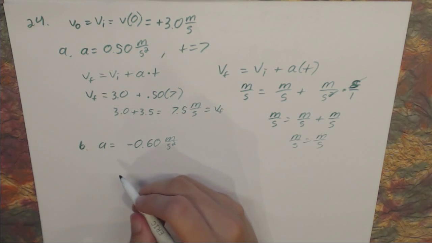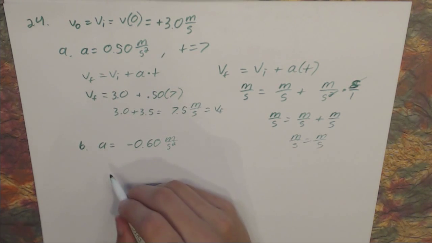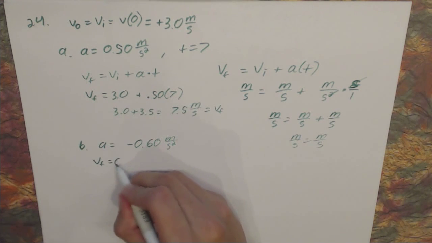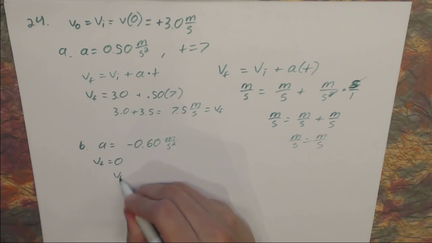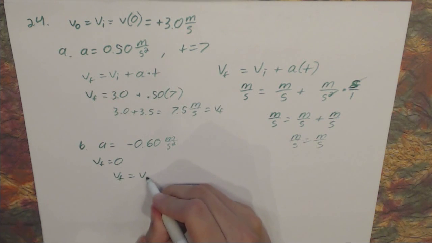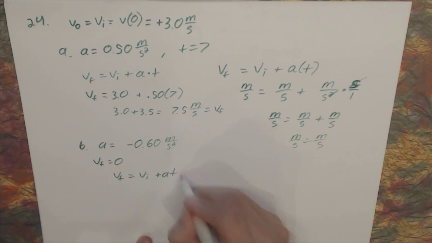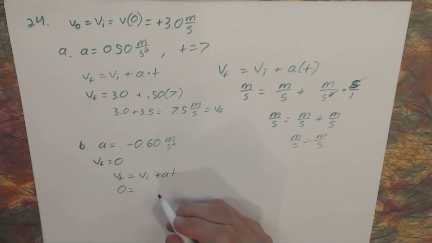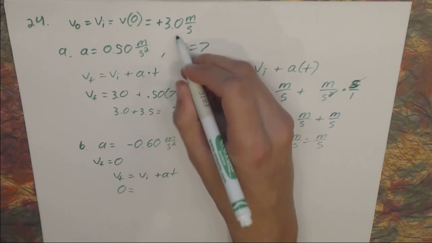And this is another little vocab thing. You have to be able to translate words into numbers. So complete stop means final velocity equals 0. So we're going to use this equation again. So 0 equals the initial velocity, which is given up here.